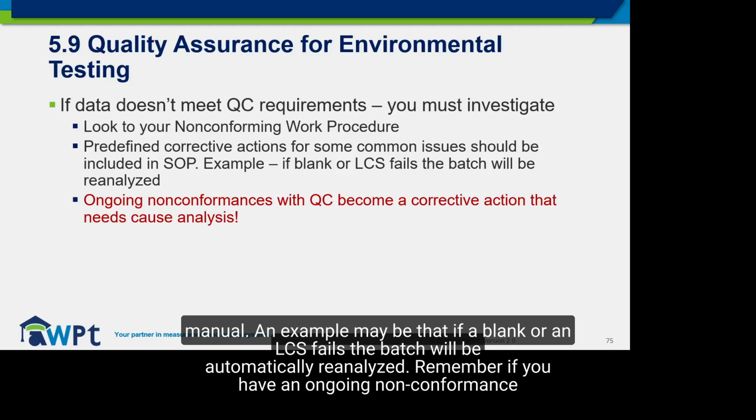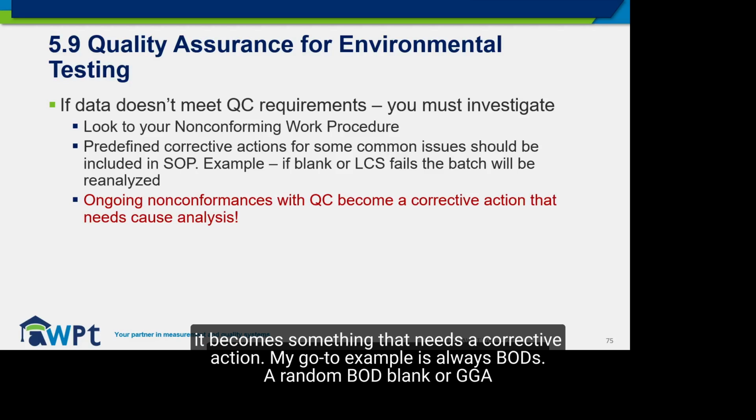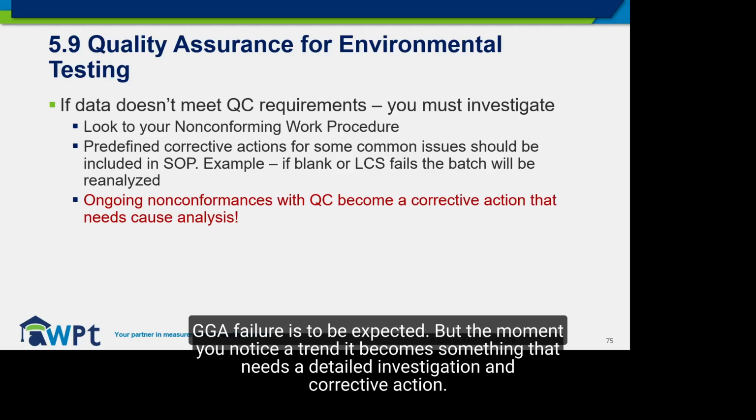Remember, if you have an ongoing nonconformance, it becomes something that needs a corrective action. My go-to example is always BODs. A random BOD blank or GGA failure is to be expected, but the moment you notice a trend, it becomes something that needs a detailed investigation and corrective action.